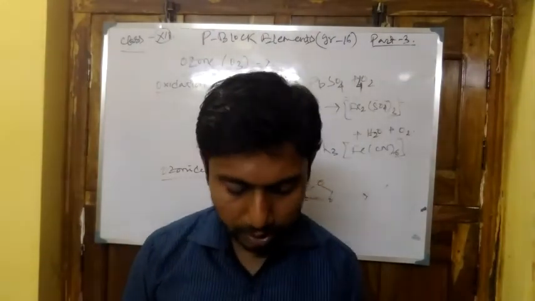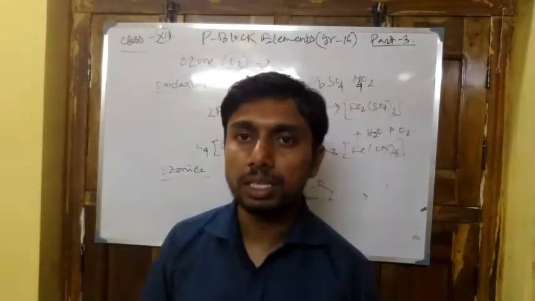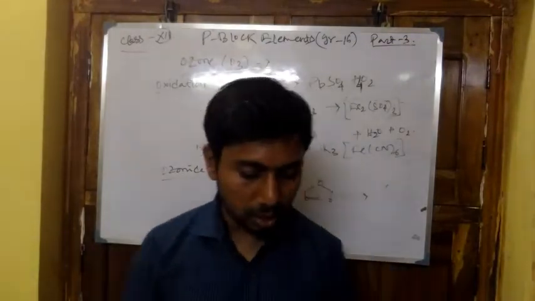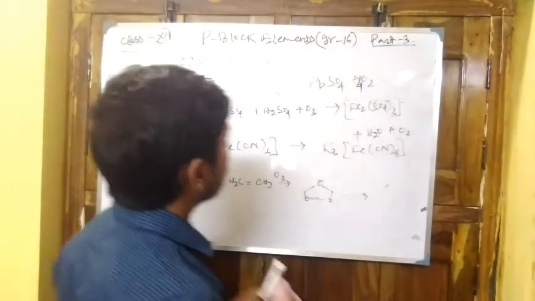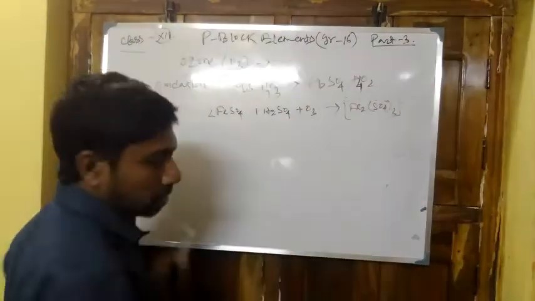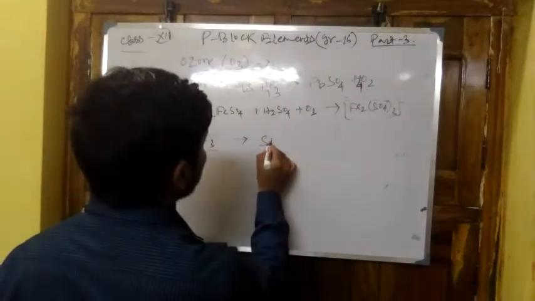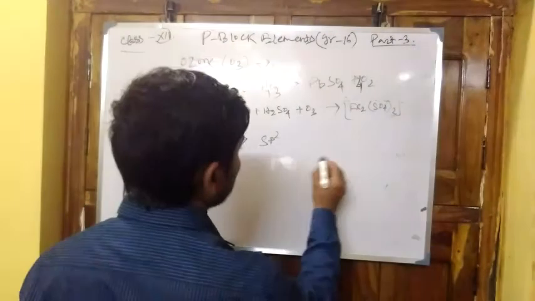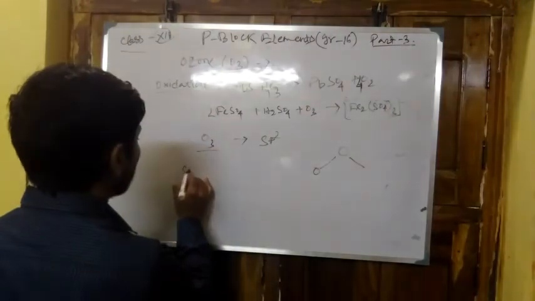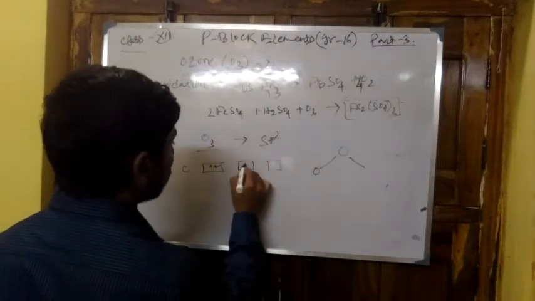Next one, that is the structure of ozone. Here the central oxygen atom of ozone is sp2 hybridized. So as it is sp2 hybridized, the structure is a bent structure, O3. Oxygen is 2s2, 2p4.